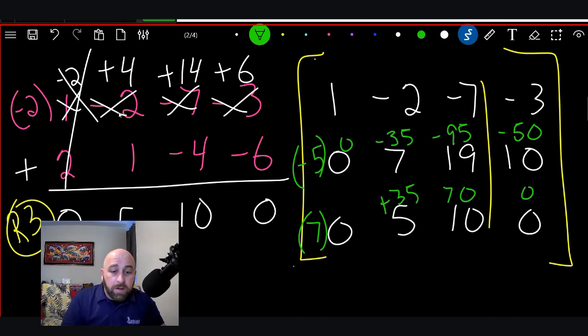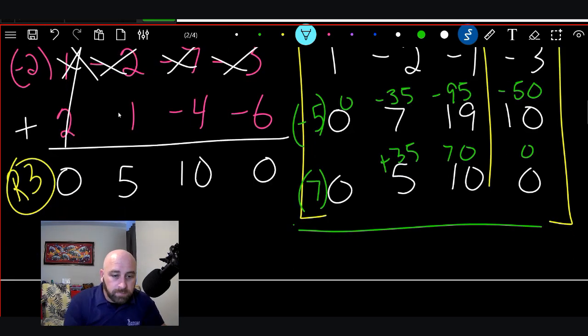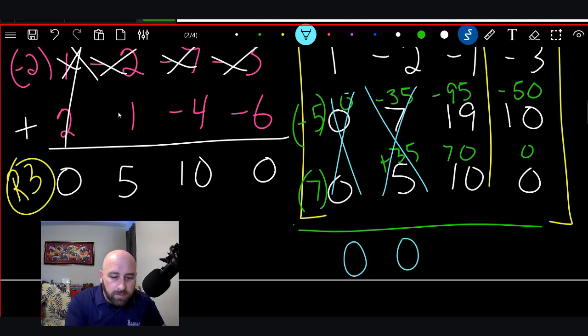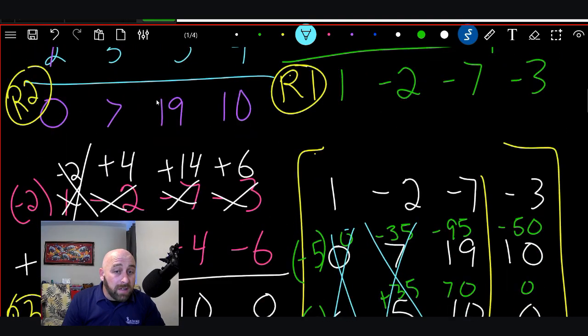All right, now what I want to do is I want to go ahead and add that, combine that, and we're going to get another new row here. That's going to cancel. This already canceled, so we have 0, 0. Okay, then we're going to combine this, and that's going to give us, what, a negative 25. And then this one's going to give us a negative 50. Okay? All right, now believe it or not, we are done.